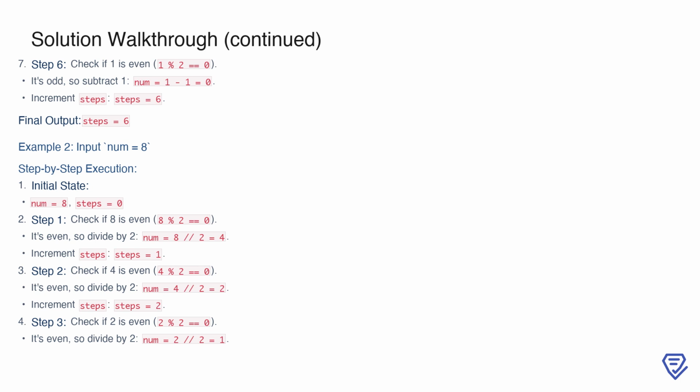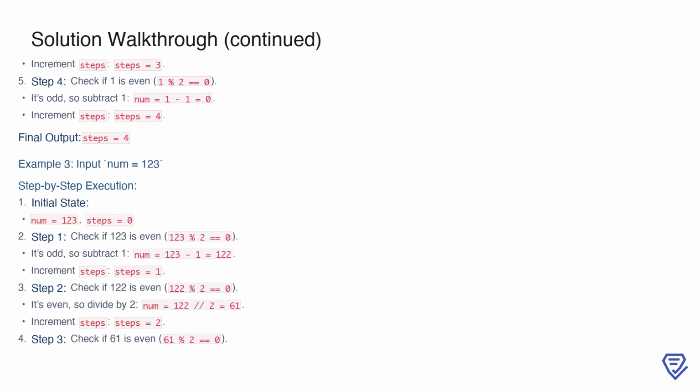Next, we examine 4, which is also even, so we divide it by 2 to get number equals 2 and update the steps to 2. Finally, since 2 is even, we divide it by 2 again to get number equals 1. At this point, we increment the steps to 3.